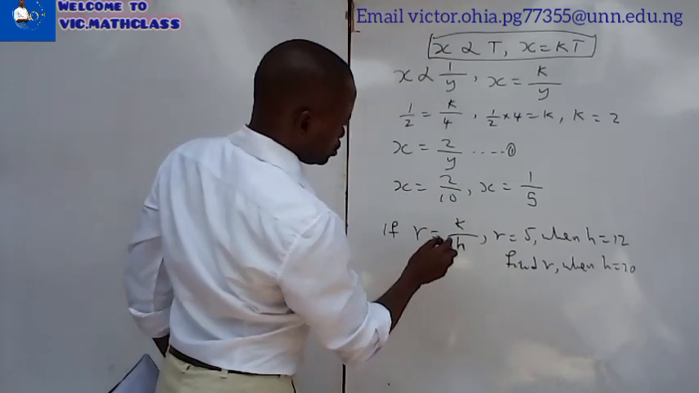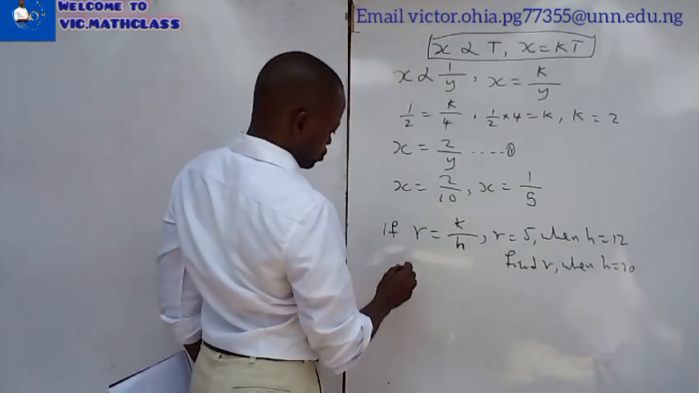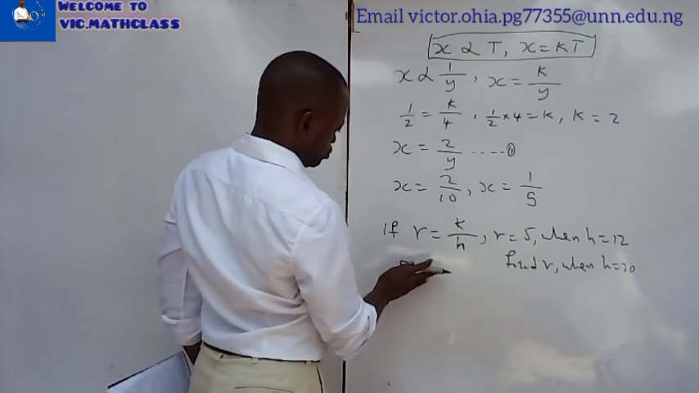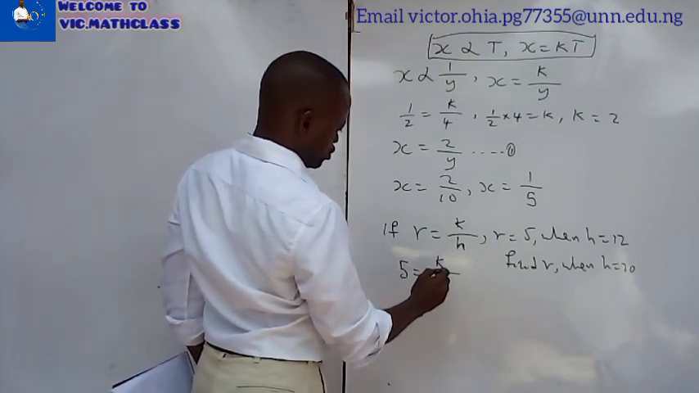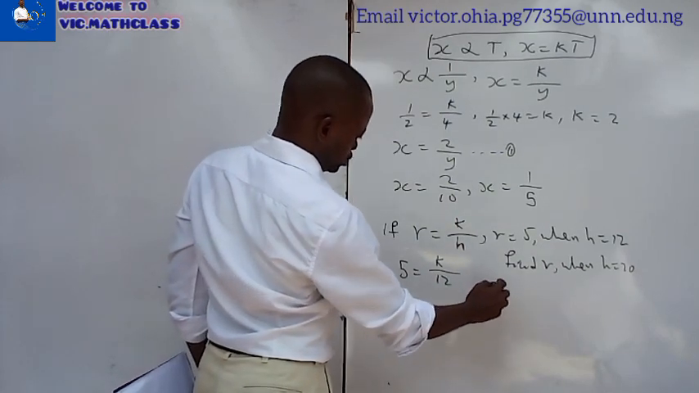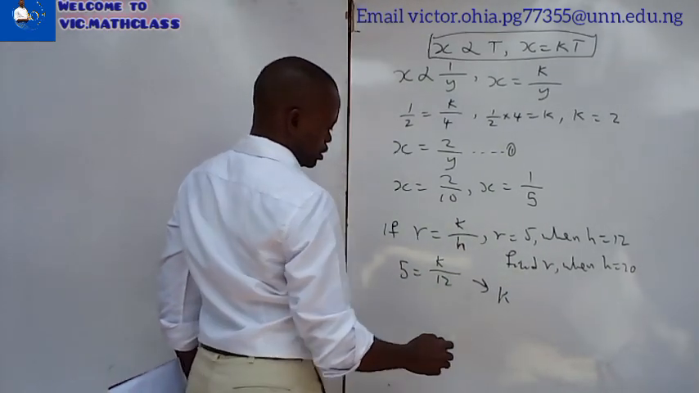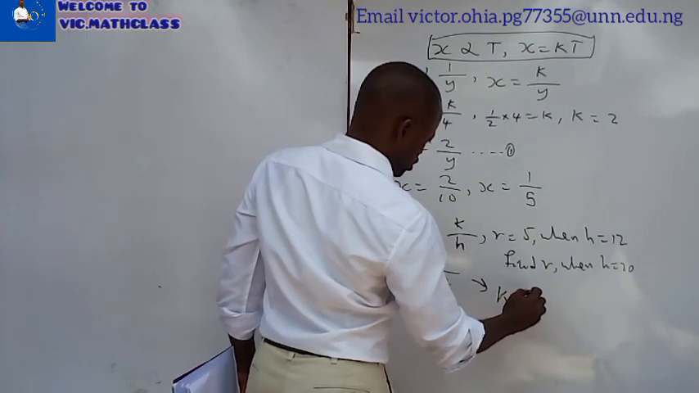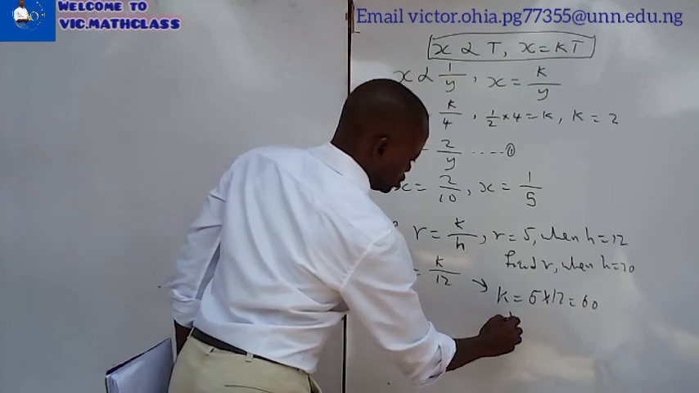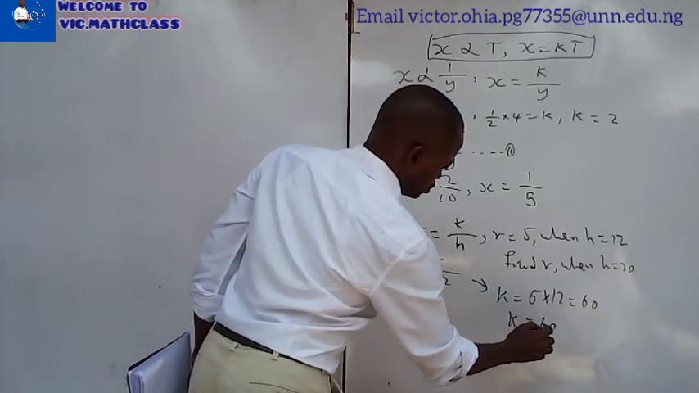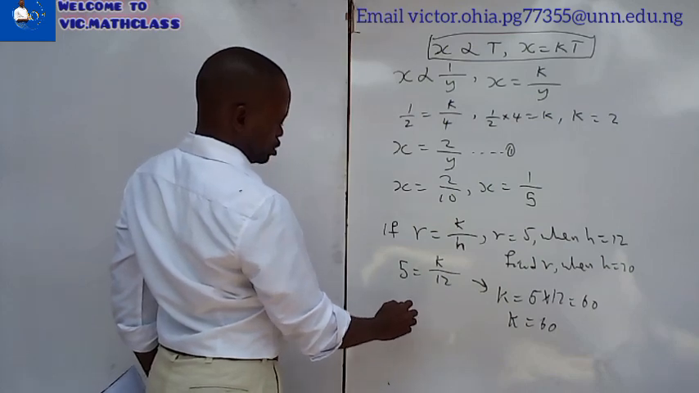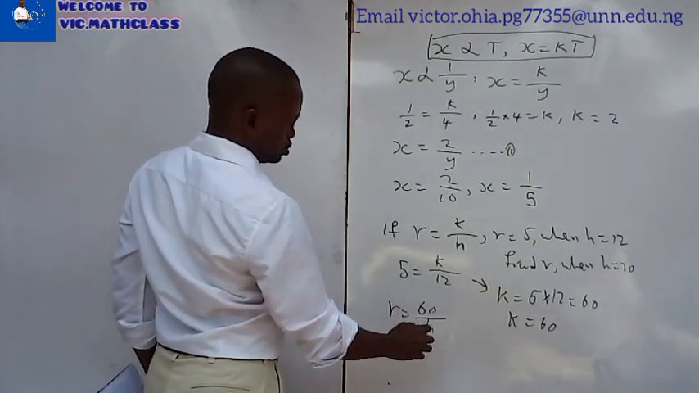Having expressed this, you put 5 = k/12, since h is 12. If you cross multiply, you obtain k = 5 × 12. That's 60, so k is 60. We can replace it back here and have r = 60/h.